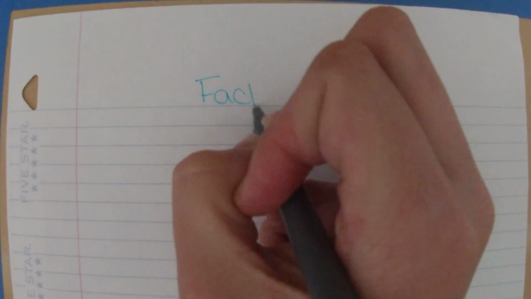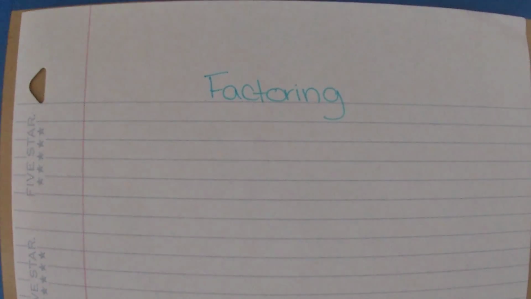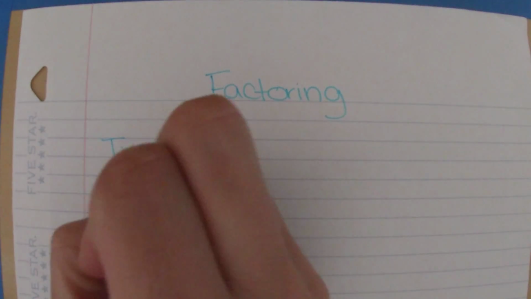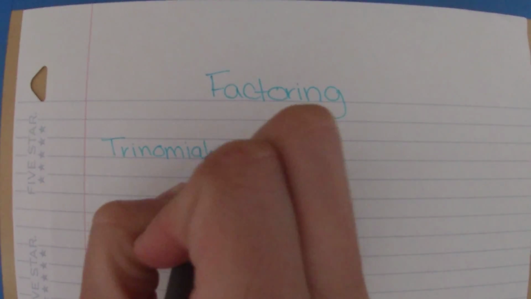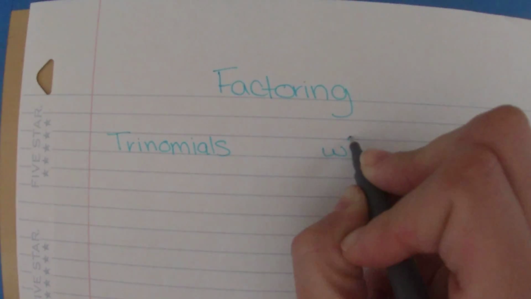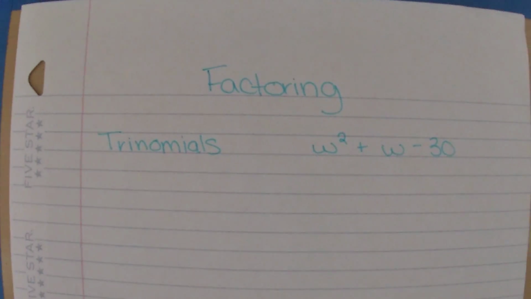So today we are going to be looking at and reviewing factoring. We're just going to be looking at trinomials, and we're going to be looking at special cases. So remember, trinomials is when we have three terms, right? Tri means three. So let's say we want to factor something like w squared plus w minus 30.